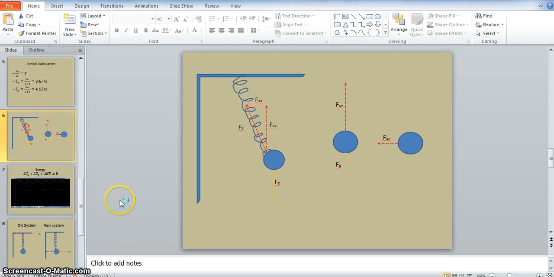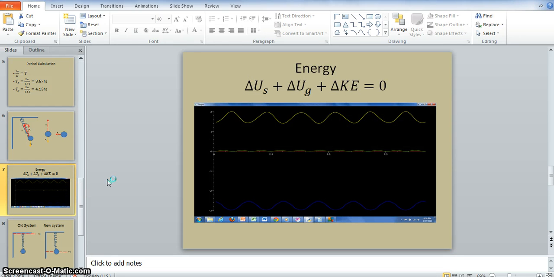When we look at the energy of the system, which we define as the Earth, the spring, and the object, we find there's no net change at any point during this because no work is done. The change in the spring potential energy plus the change in the gravitational energy plus the change in kinetic energy is equal to 0.